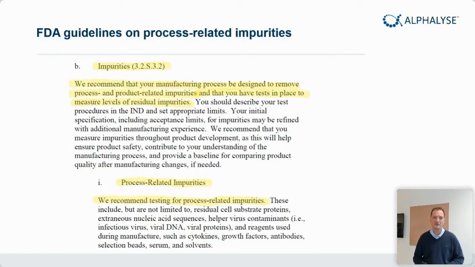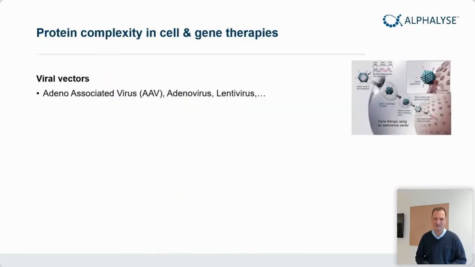We recommend that your manufacturing process be designed to remove process and product-related impurities, and that you have tests in place to measure the level of these impurities. And then at the bottom, list different types of impurities, including viral proteins and reagents containing other proteins. So clearly there are some good guidelines on how to do this, but it doesn't say exactly what methods to use, because these methods are not always present or often not in place.